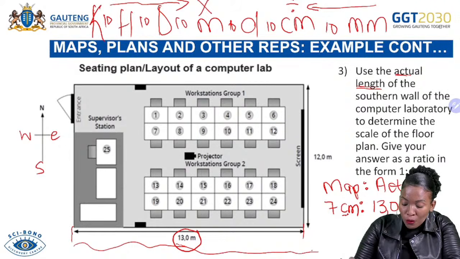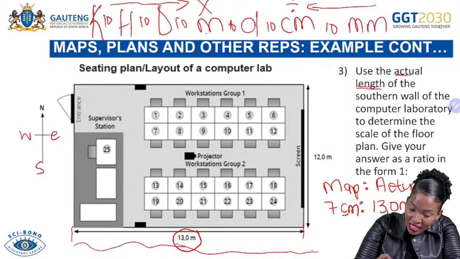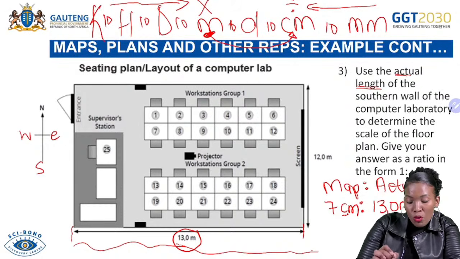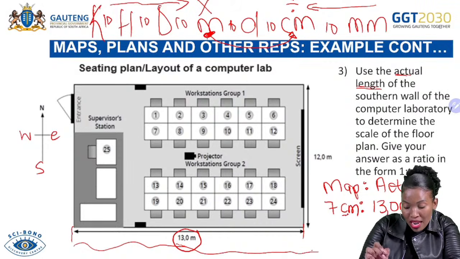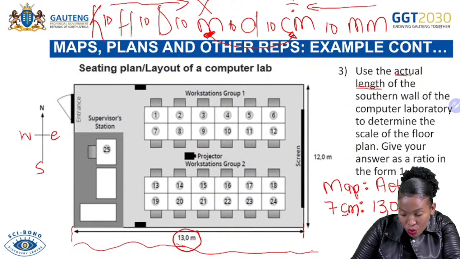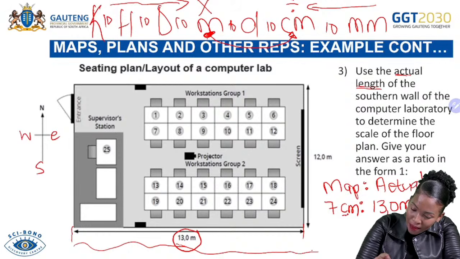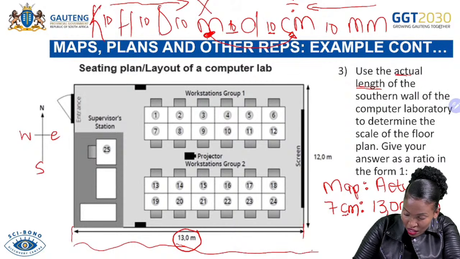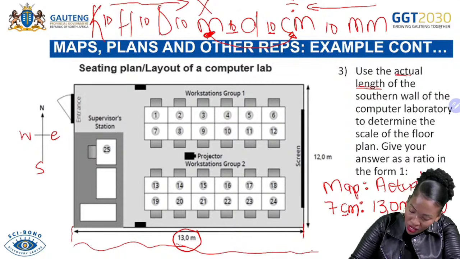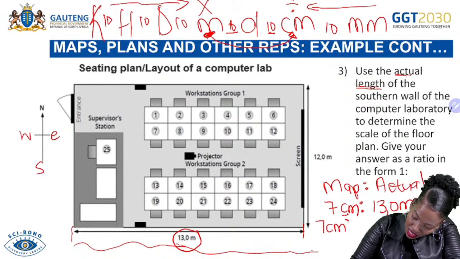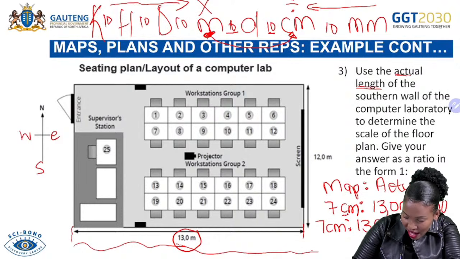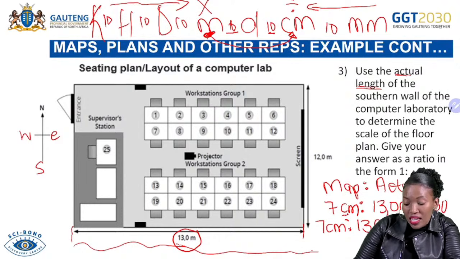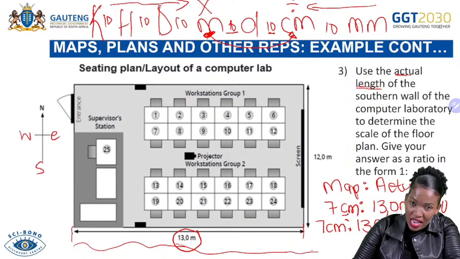So what is going on now? We want to move from our meters toward centimeters. So we are moving from a larger unit to a smaller one. Therefore, we are going to multiply. And we multiply by how many tens? It's 1, 2. So it means how many zeros? It's 2 zeros. So now we've got 7 centimeters is to 13 multiplied by 100. It is 1,300. But now the units are the same. It is centimeters. And then we are happy.